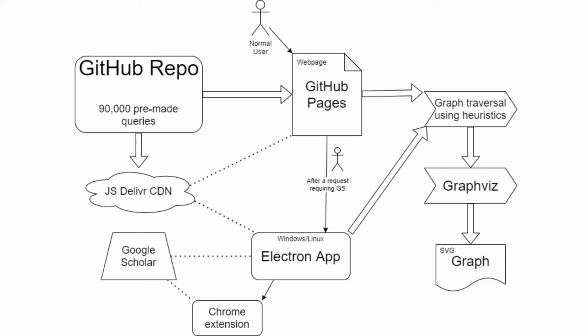Electron uses Chromium as a user interface, so we could reuse a lot of the code from the web version on the desktop version. It also made it easy enough for us to make cross-platform support for Windows and Linux. Fortunately, I don't have a Mac and didn't have time to look into what it would require to add Mac support as well. That's something we could potentially add in the future, though.